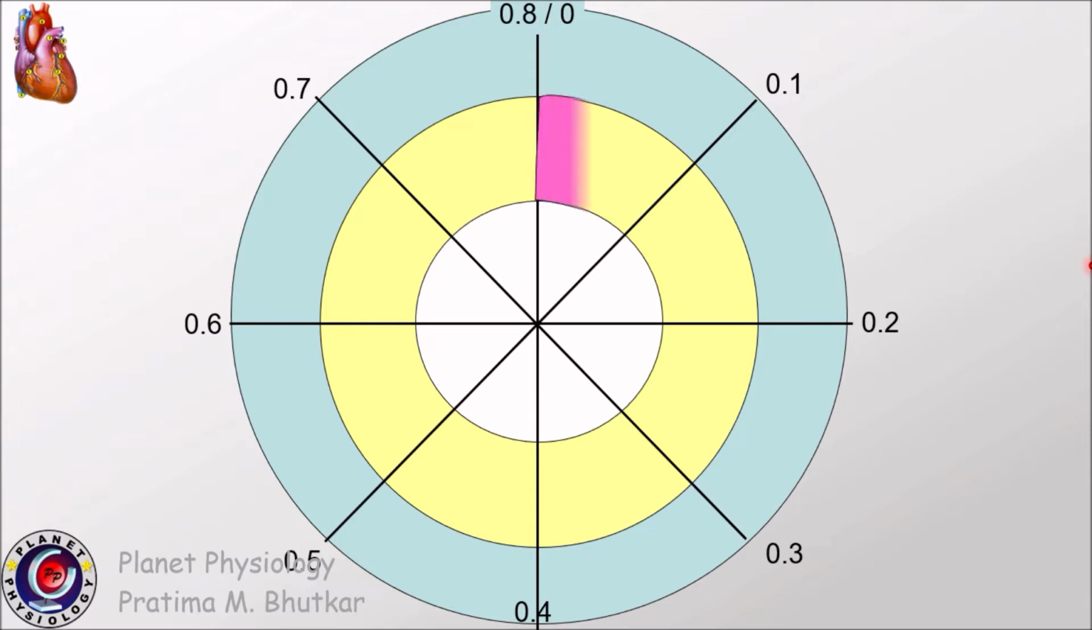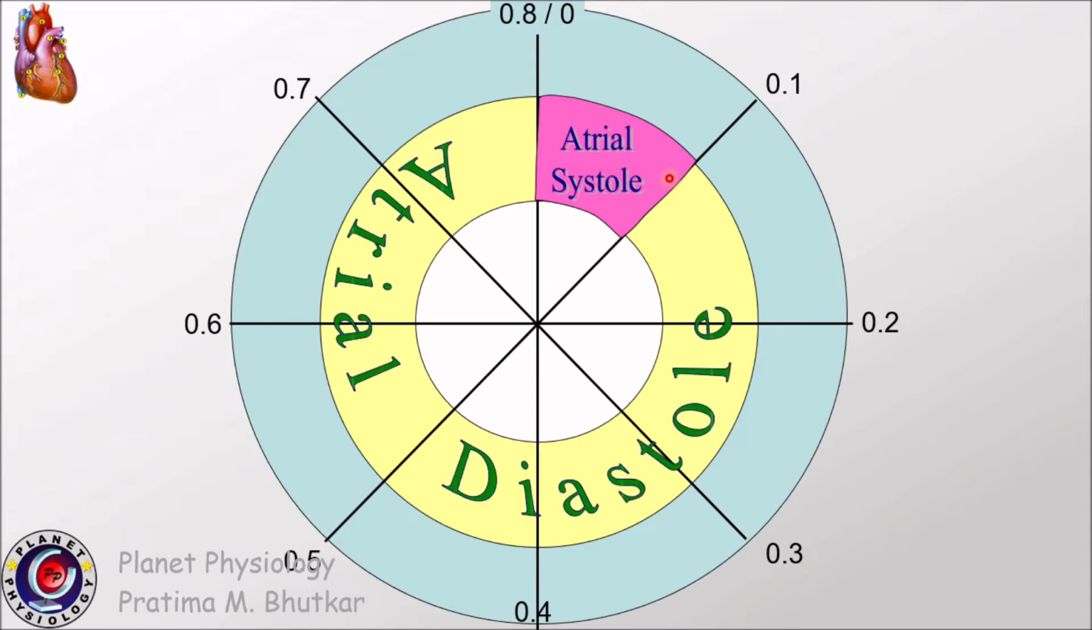Here is the beginning of the cardiac cycle marked as 0 time. From this time, next 0.1 second is devoted for atrial systole shown in this pink color. The atrial systole will be followed by atrial diastole, which lasts for 0.7 seconds. Now, let us study the ventricular events.